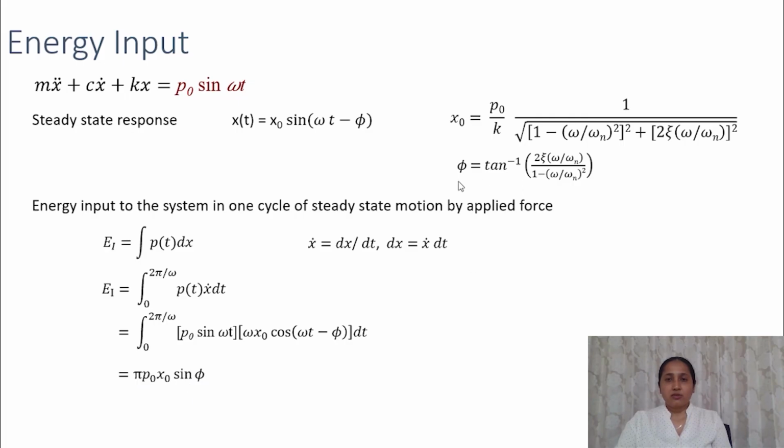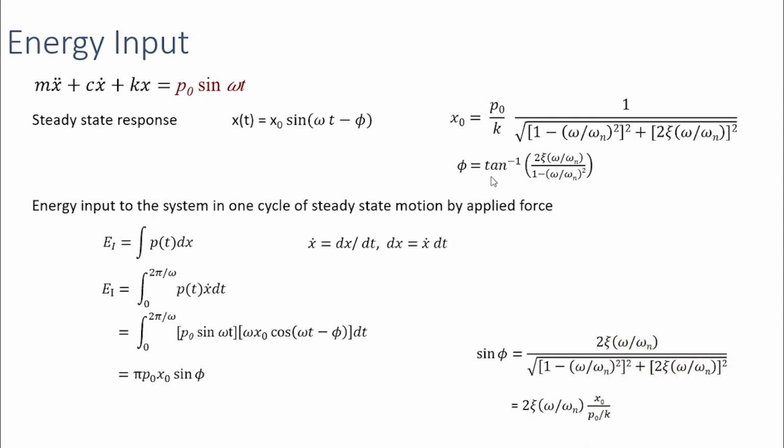And we know that phi is tan inverse this ratio. So we can find out what is the expression for sine phi. So tan phi is 2 zeta this ratio divided by 1 minus frequency ratio square. So we can calculate sine phi is equal to, denominator will be square root sum of squares of these two terms, and the numerator would be 2 zeta omega by omega n. And we can simplify this.